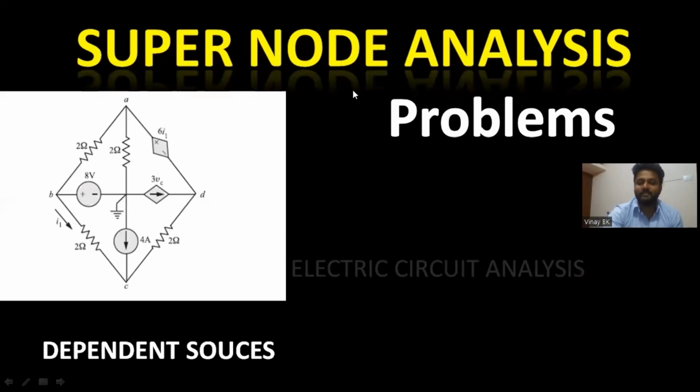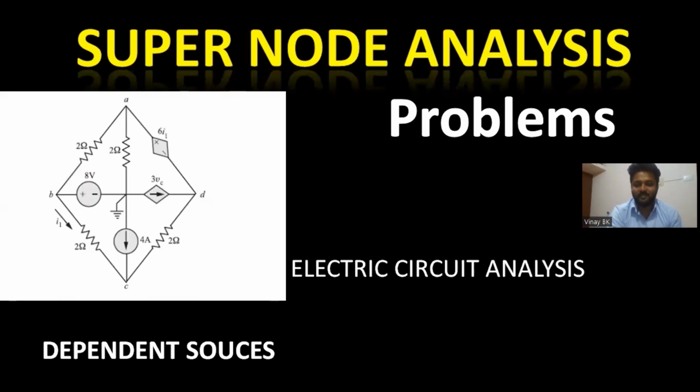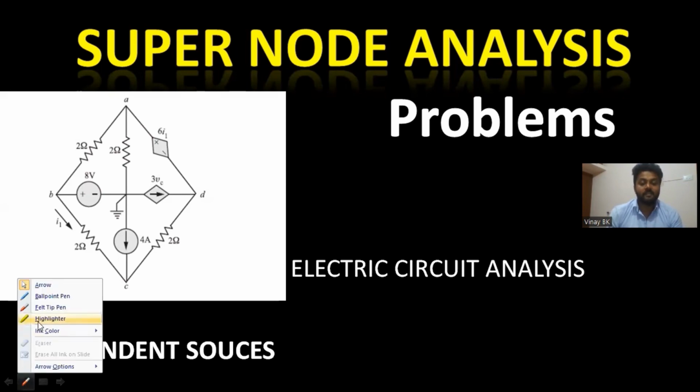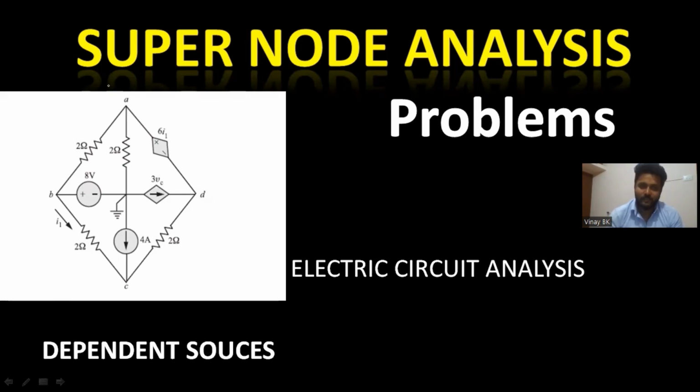So in this video, let's solve one more supernode analysis problem. You can see the problem now. So once again, understand the meaning of supernode. Supernode is nothing but a common voltage source between two major nodes. A voltage source between two major nodes is nothing but a supernode.